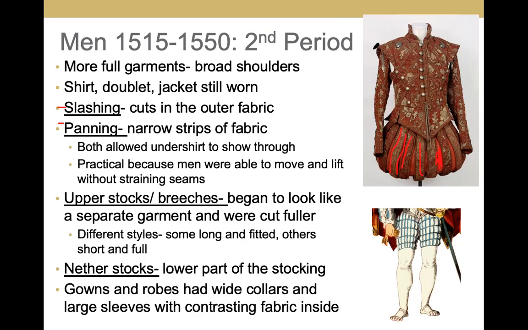So with this, we see on top, they still have the doublet. And then on the bottom, they would wear what were called upper stocks, and we start to call these breeches. So this part up here would be the upper stocks or breeches, and these would also be considered breeches because they cover the top part of the leg or the thigh. And then down below, they have the nether stocks, which are just the stockings that cover the bottom part of the leg. Most likely during this time, these would have been knit. So they are fitting a little bit more closely to the leg and they would be a little bit more comfortable. Over top of all this, they would still maybe wear a gown or a robe as well.